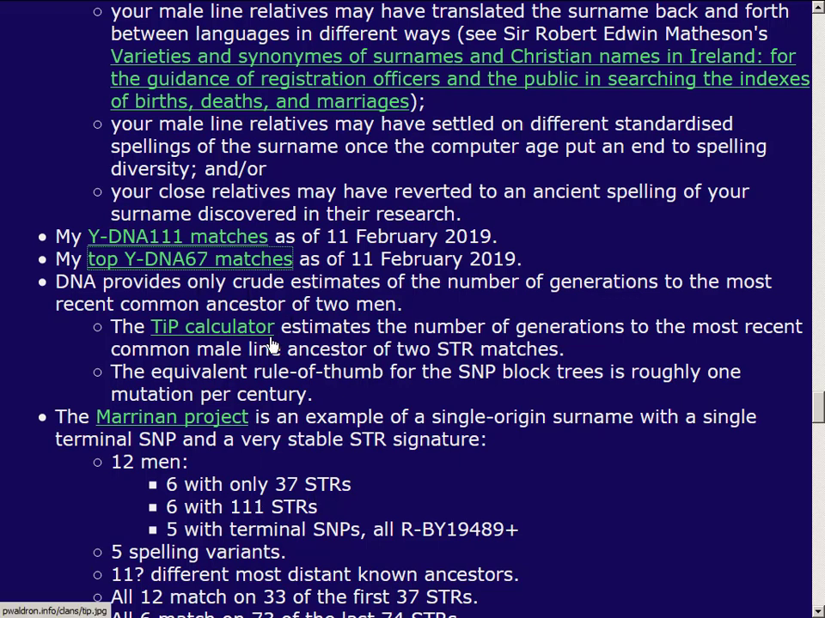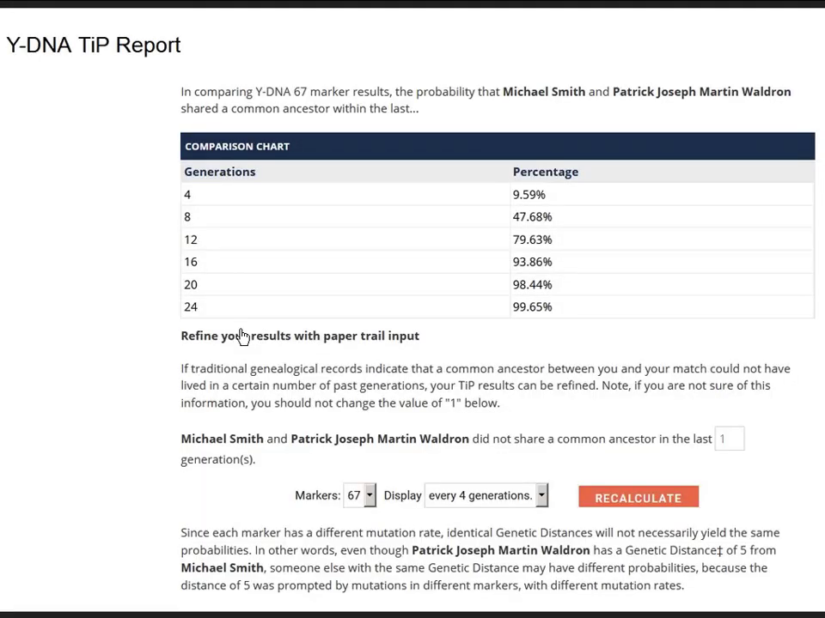People always ask, how far back is the common ancestor of two matches? There's a thing called the TiP calculator, which tells you. I picked somebody with a generic surname here that I didn't need to block out, and myself. It says there's a 9% chance that he and I share an ancestor within four generations, a 47% chance that we share one within eight, an 80% chance we share one within 12, a 93% chance we share one within 16. Nobody has ever told us what's the black box algorithm behind these calculations.